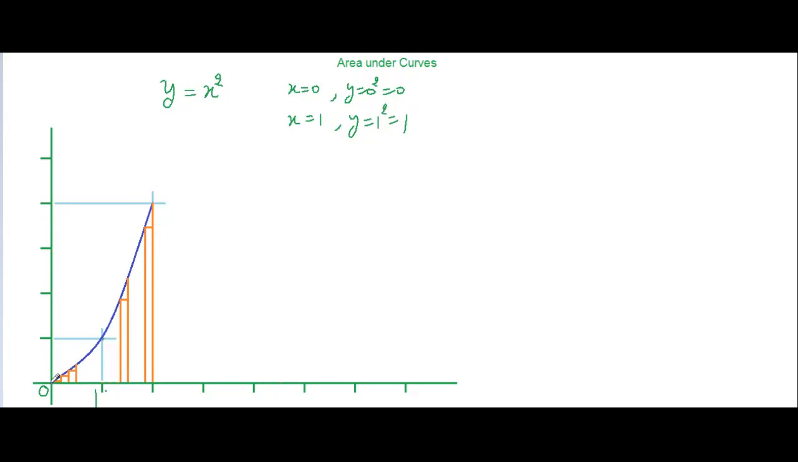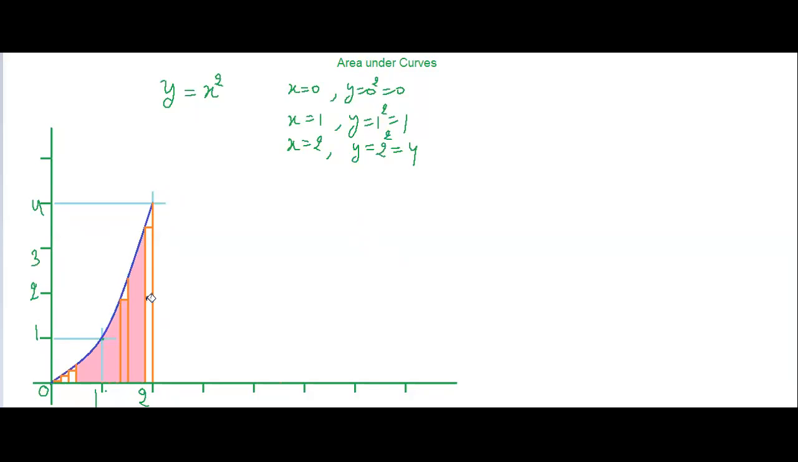First point was 0 comma 0. This is 1 comma 1. And when x is equal to 2, y is equal to 2 square, that is 4. So that means this point is, here, x coordinate is 2 and y coordinate is 1, 2, 3, 4. So this is 2, 4. We are to find the area under this curve. That means we want to find this area.